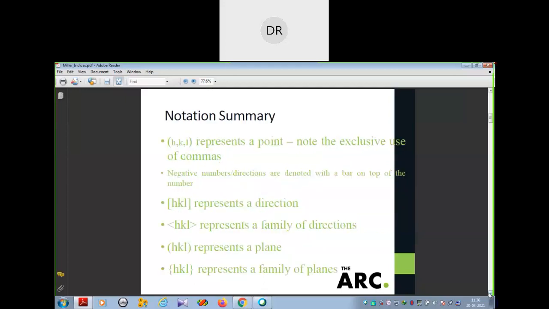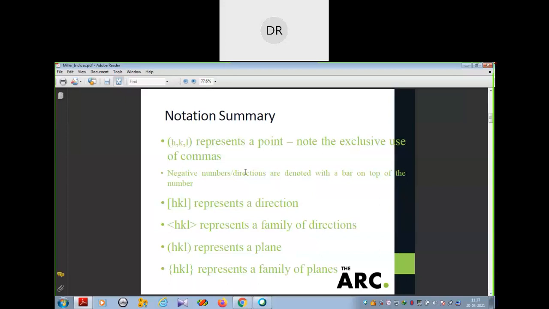And how do we designate these Miller indices? We designate them as h, k, l. You remember these things. These have some numerical values, and from the numerical values you have to draw the plane or the point. Note the exclusive use of commas. If h, k, l is included in commas, what does it mean? If it is not included in commas, directly h k l, what does it signify? These things we have to know.